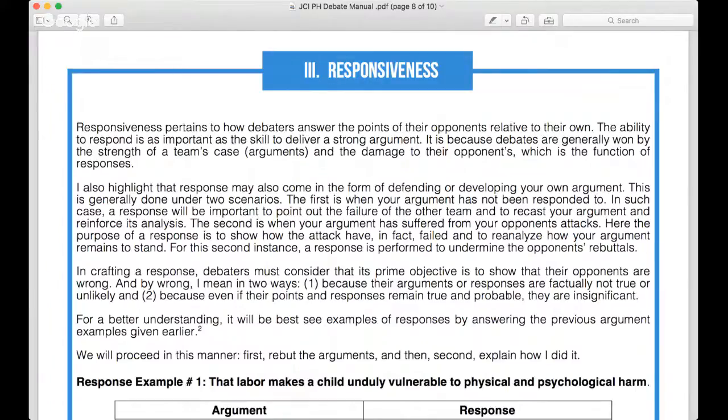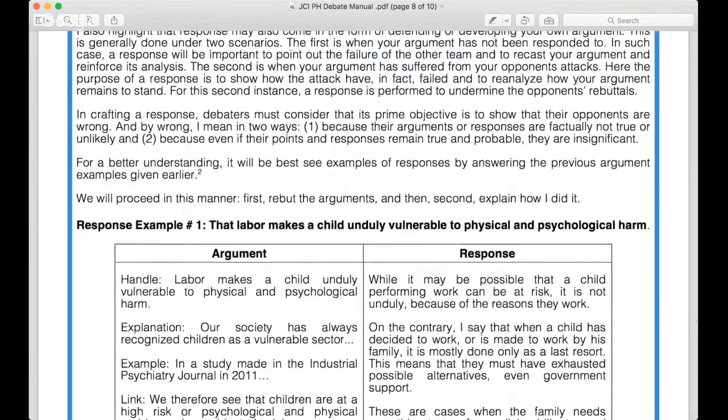And the second way to do it is to show harms versus benefits. Essentially, you show that their side, even if it's true, creates more harm, or that your side of the House actually creates more benefits versus the harms that your opponent presented earlier on. So for a better understanding, let's look at one example.